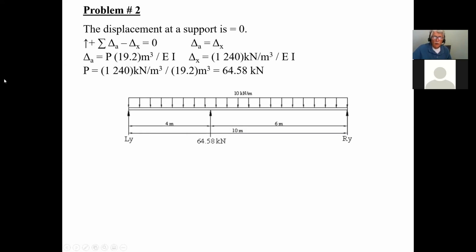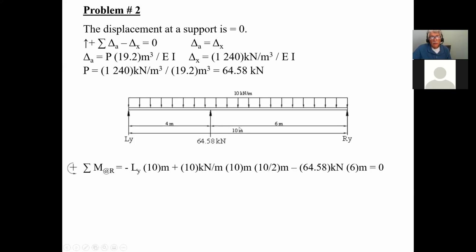In other words, you cannot take moments about anywhere on the beam to check, because if this value is wrong, even if you take moments, you'll still end up with 0. So in this case, the only choice you have is don't make a mistake in calculating this. Because if this is wrong, the other two are going to be wrong, and you will have no way of checking. So it's very important that this is correct.